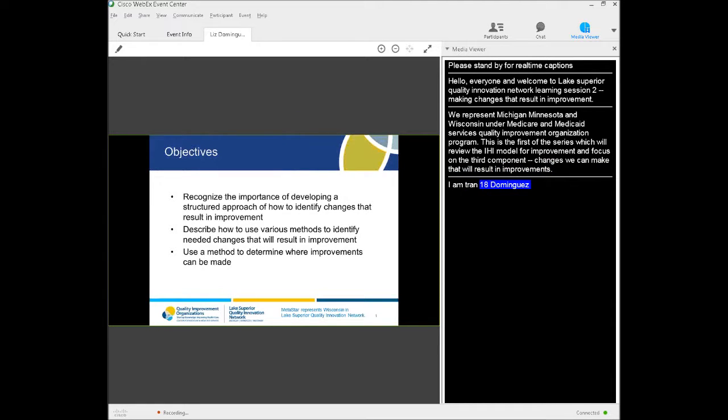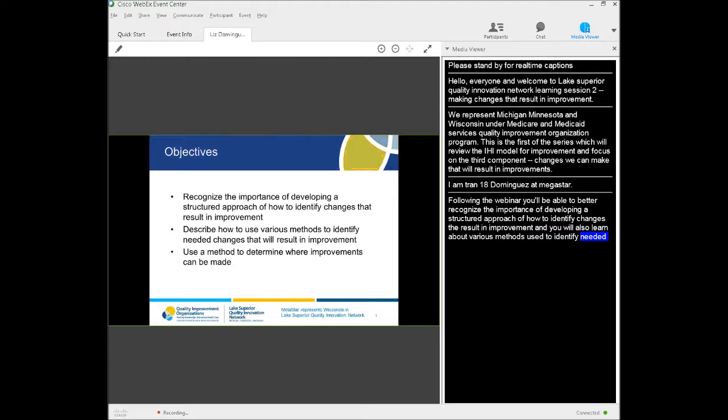Following this webinar, you will be able to better recognize the importance of developing a structured approach of how to identify changes that result in improvement. You will also learn about various methods used to identify needed changes that will lead to improvement. And lastly, you will use what you have learned and decide which method works best for you and your interdisciplinary team, and try it out on a current issue that your facility may be experiencing.